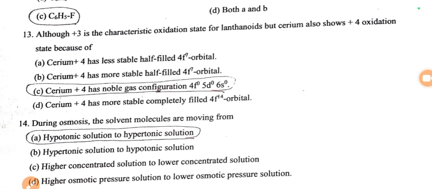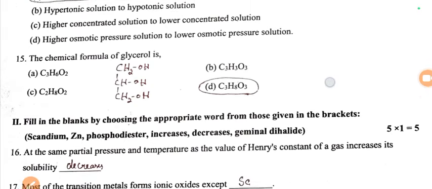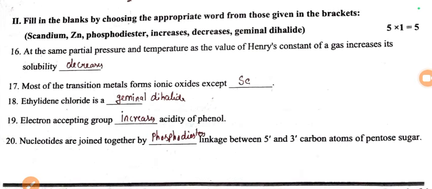13th question: although +3 is the characteristic oxidation state for lanthanides, cerium also shows +4 oxidation state, because, option C, cerium in +4 oxidation state gets a noble gas configuration. 14th: during osmosis the solvent molecules move from hypotonic solution to hypertonic solution. 15th question: the chemical formula of glycerol. Glycerol is a trihydric alcohol, its formula is C3H8O3.